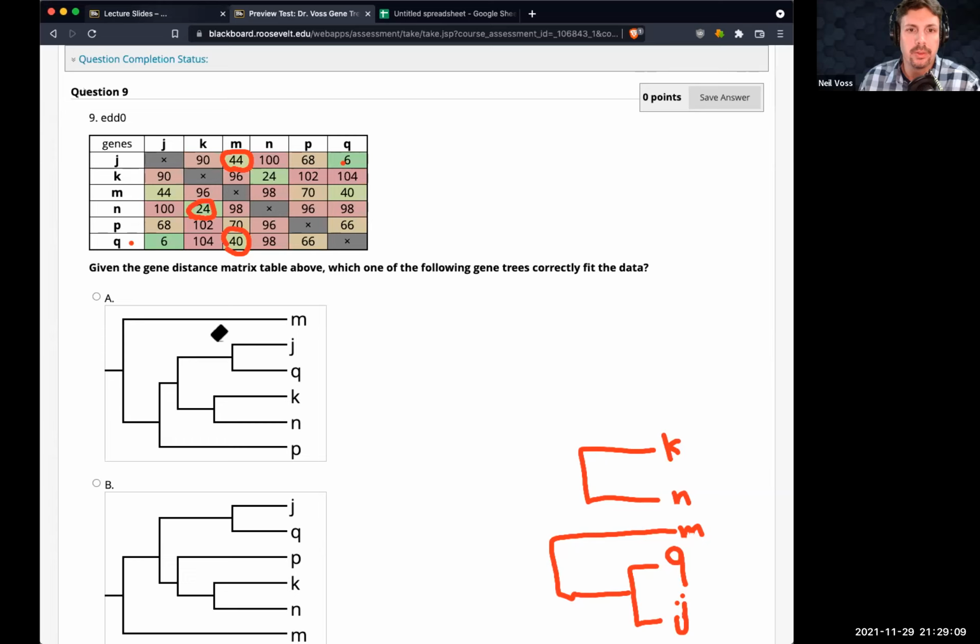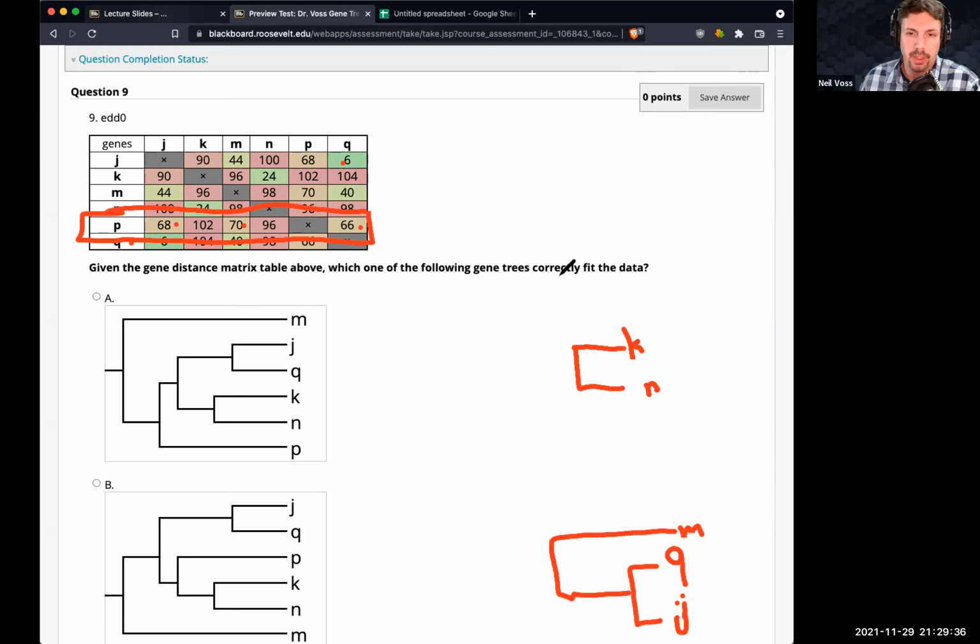I'm just going to look at P all by itself. So it looks like P has lower numbers to J, M, and Q than it does for K and N. K and N are kind of connected in the middle at level 2. And then P, like I said, it looks like it connects to these three before it connects to those two.